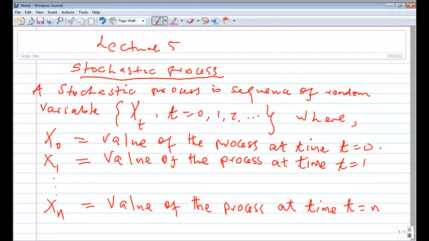Okay, so let me just go to the second page. Is that okay? Okay. Yeah, it's fine.